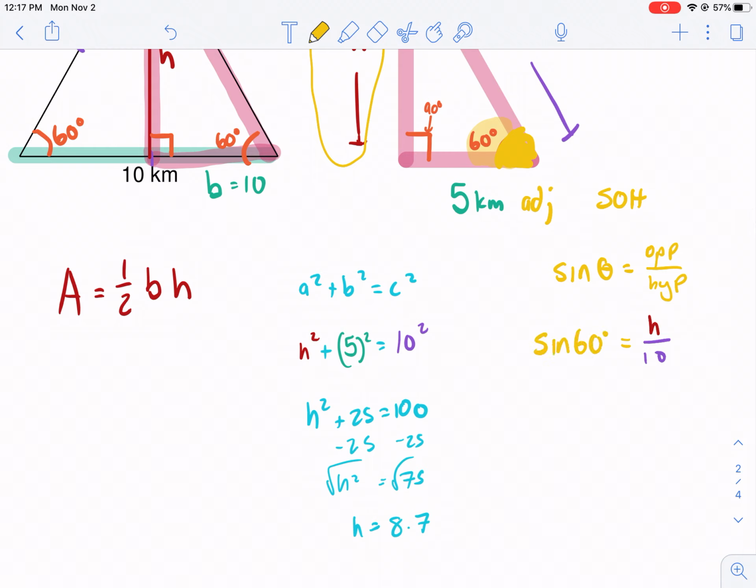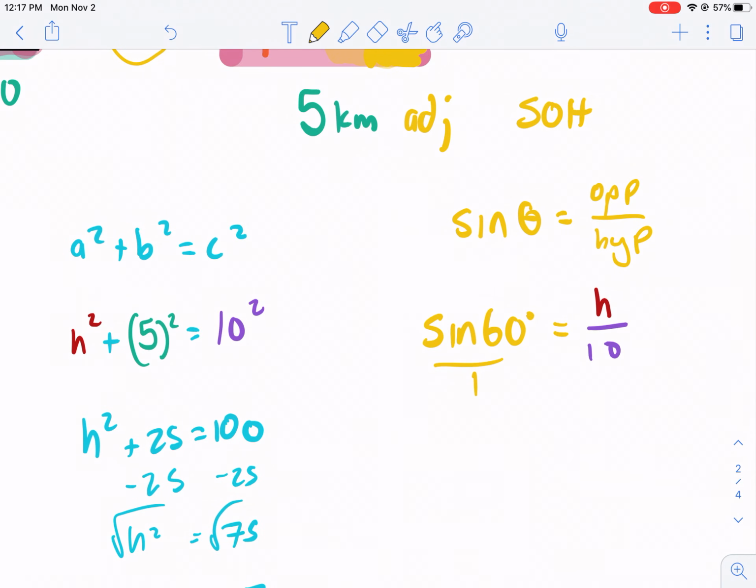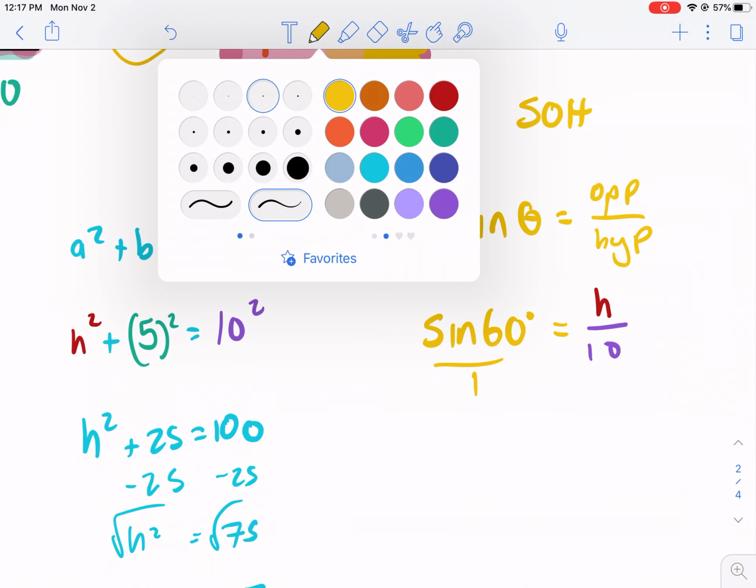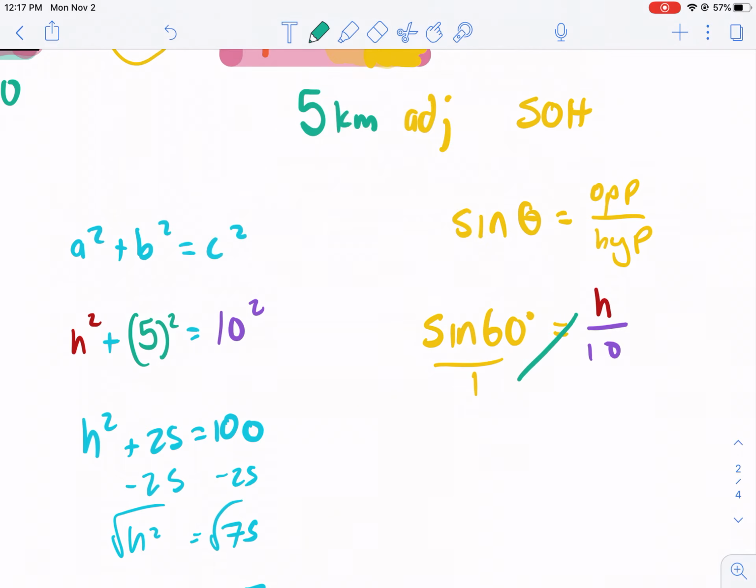So we're going to say sine 60 equals h over 10. What I like to do is always put this over 1 and then cross multiply. So I put sine 60 over 1 equals h over 10. This makes it easy because now I can just cross multiply to get my answer. So I get h times 1 gives me h.